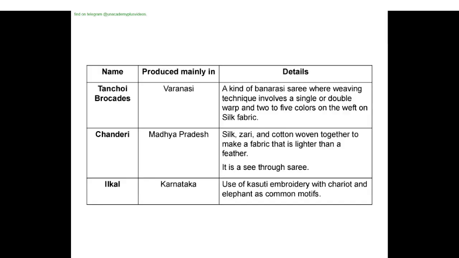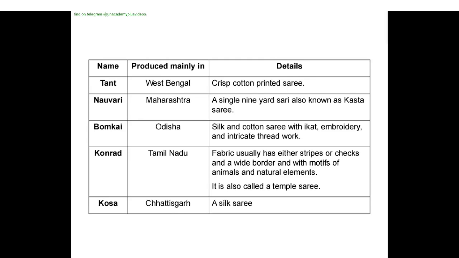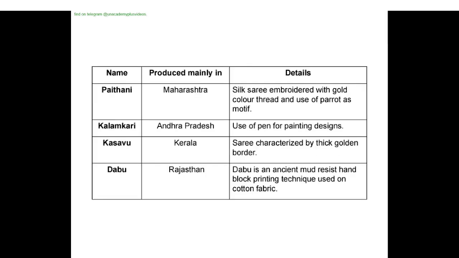The Choi brocades, Varanasi, a kind of Banarasi sari where the weaving technique involves a single or double warp and 2 to 5 colors on the weft on silk fabric. Chanderi of Madhya Pradesh, silk, zari and cotton woven together to make a fabric that is lighter than a feather. It is a see-through sari. Ilkal, Karnataka. Use of kasuti embroidery with chariot and elephant as common motifs. Sant from West Bengal, Nawari, Maharashtra, Bomkai, Odisha, Konrad, Tamil Nadu, Kosa, Chhattisgarh. Paithani, Maharashtra, Kalamkari, Andhra Pradesh, Kasavu, Kerala, Dabu, Rajasthan.